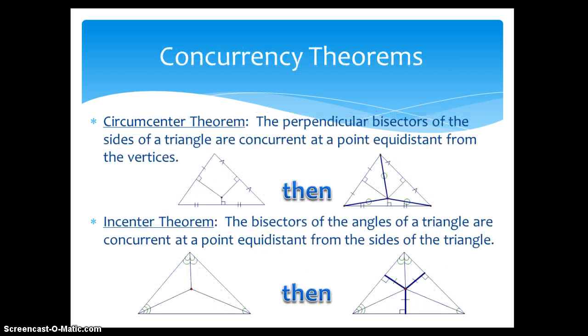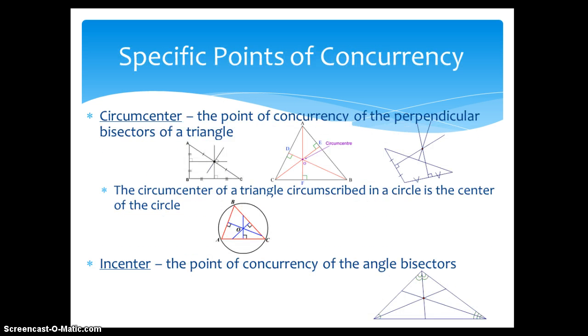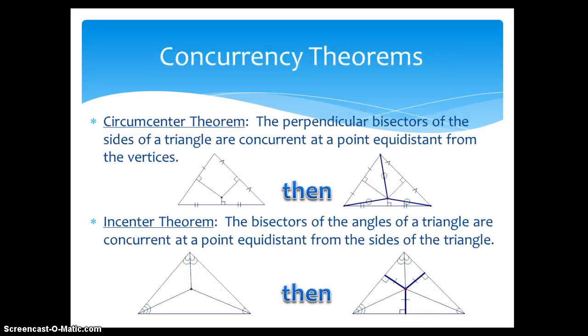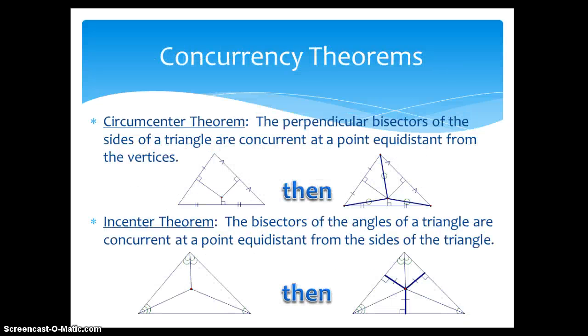The circumcenter theorem says that the perpendicular bisectors of the sides of a triangle are concurrent at a point equidistant from the vertices. So remember, we talked about the circumcenter is the perpendicular bisectors, right back here. And the circumcenter theorem then says, if I have the circumcenter, or the intersection of the perpendicular bisectors, that point is going to be the same distance from the vertices of the triangle.